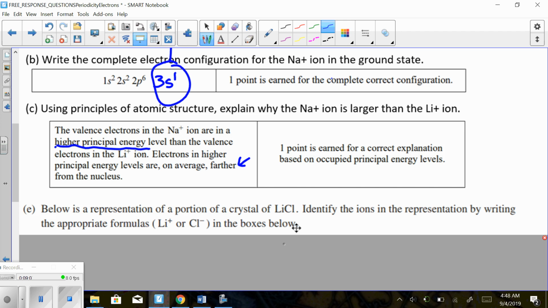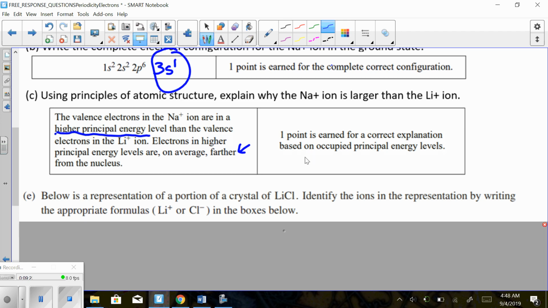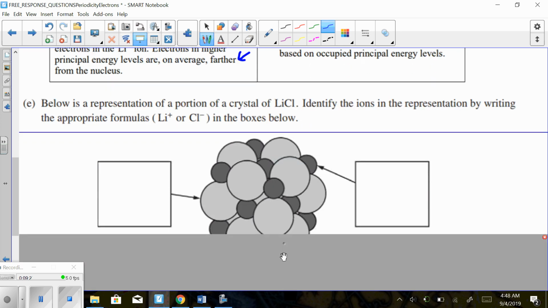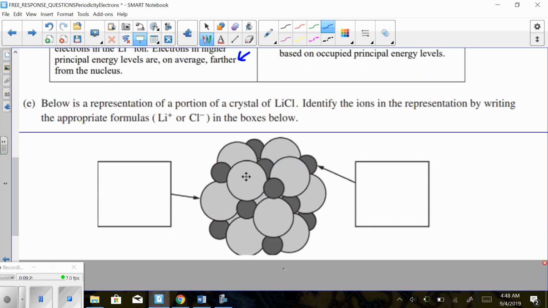Okay, so at the bottom here we have a representation of a crystal of lithium chloride, and we have to identify the ions by writing the formulas in the box. And so you have this nice picture of a crystal lattice, and you have some obviously large ones and obviously small ones. This one is pointing at the large one, this one is pointing at the small one.